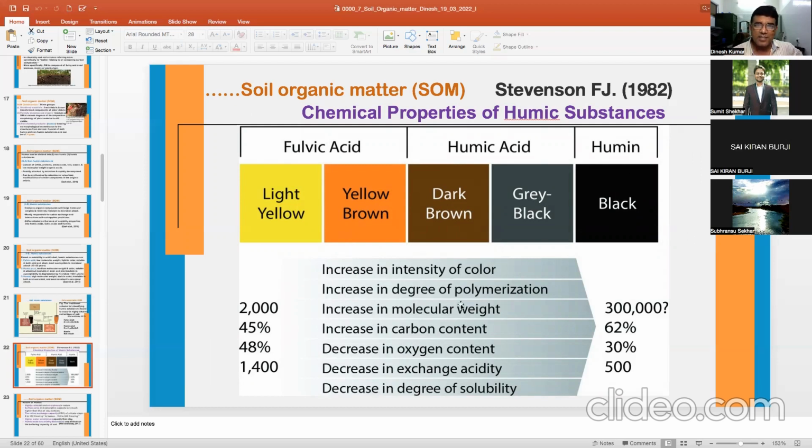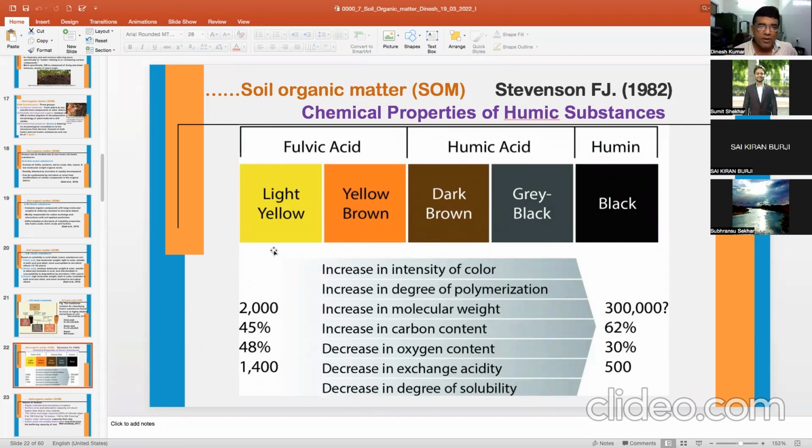And you see very interesting characteristics: increase in intensity of color. As you move from left to right, fulvic acid, light yellow to dark black. So intensity of the color is increasing. Increase in degree of polymerization. Polymerization means complexity of compounds.